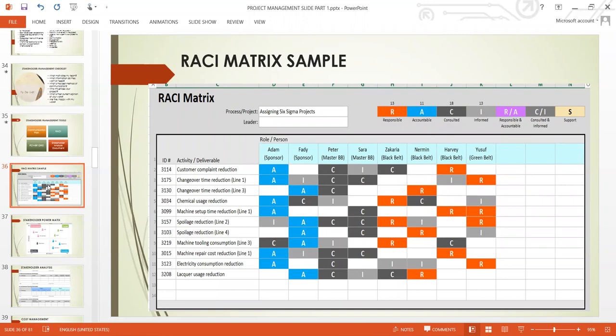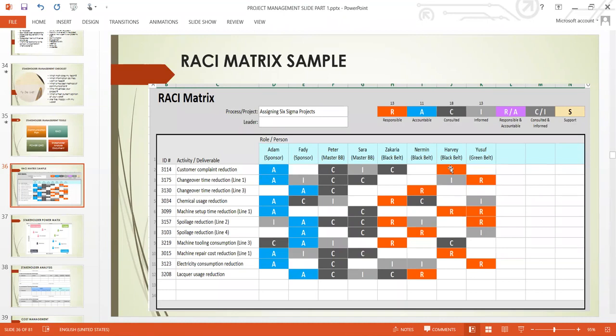This is what RACI is. As you can see here, this is a deliverable. In this deliverable, we have customer complaint reduction. So here we are trying to reduce customer complaints. And you look at here, who is responsible for this? You look at the responsible, in orange color, Harvey is responsible for this activity.